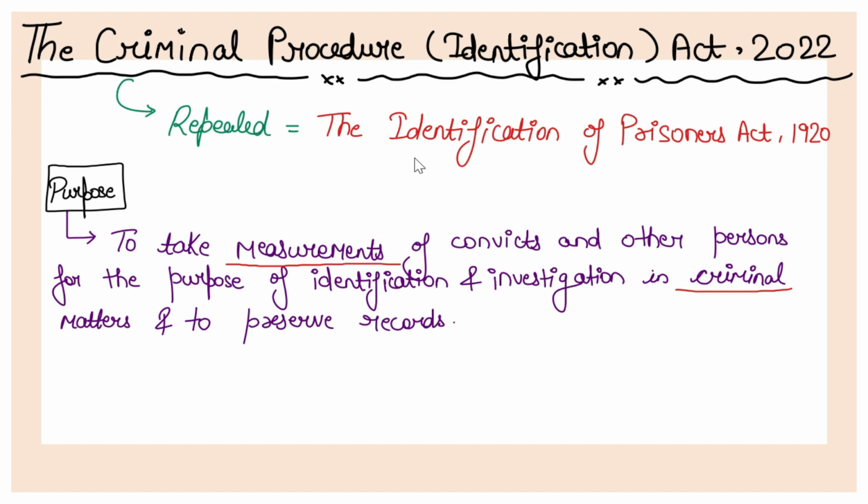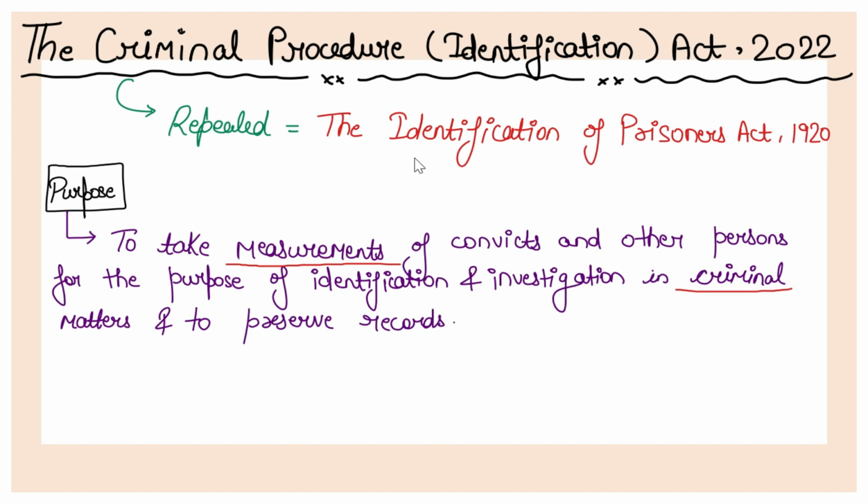So let's start with the very name of the act, the Criminal Procedure Identification Act of 2022. Whenever a question related to an act is asked in the exam, they first ask you the motive, the purpose of the act. And mind you guys, if you have not read the act, you can still solve it with a little bit of common sense. Why? Just by seeing the name of it.